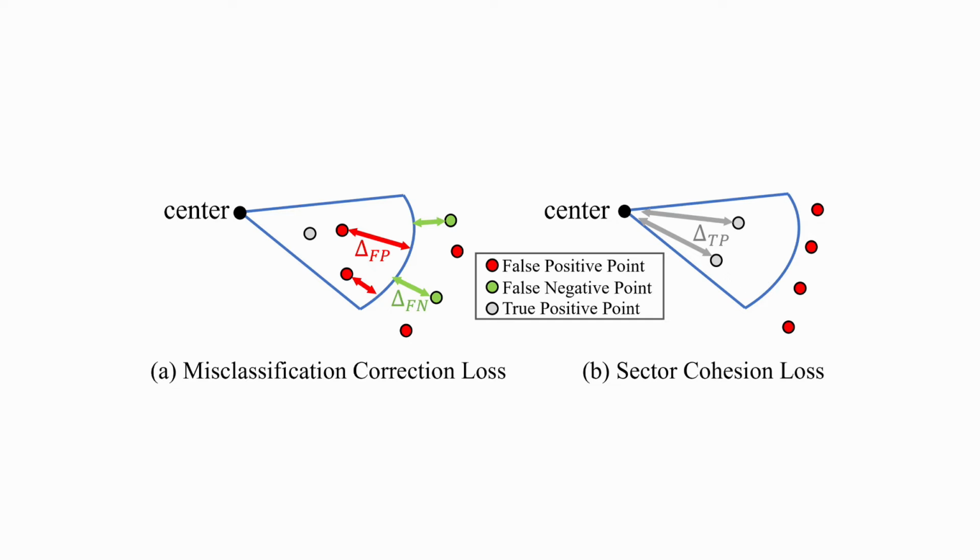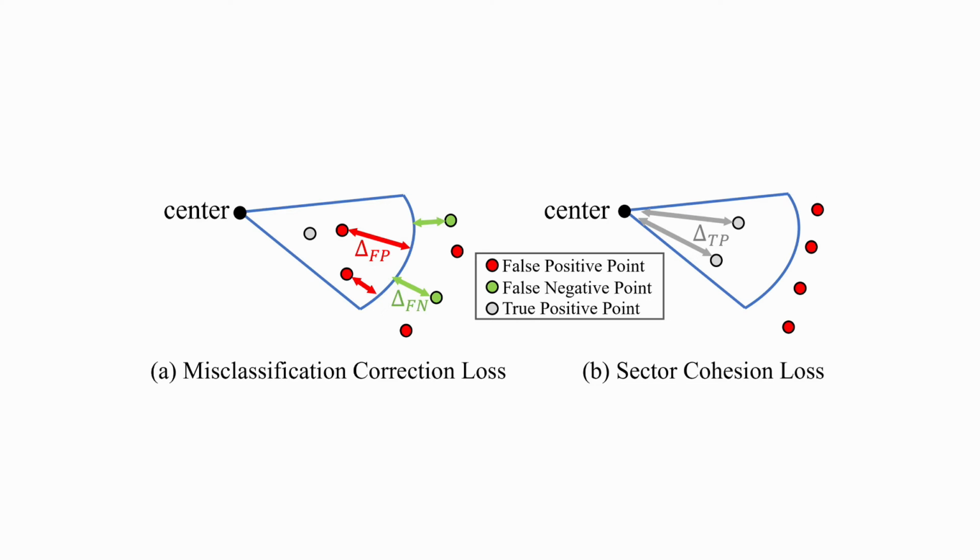In order to train the radial point migration module, we utilize two losses, namely the misclassification correction loss and the sector cohesion loss. As their names suggest, the misclassification correction loss only focuses on false positive or false negative samples, as illustrated in A. On the other hand, the sector cohesion loss focuses on making true positive samples similar to each other, so that they learn potential features shared for learning the instance mask.